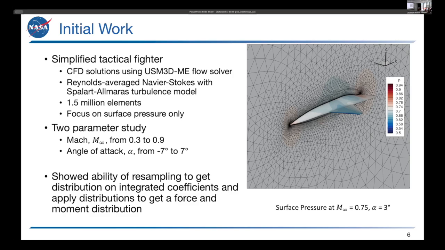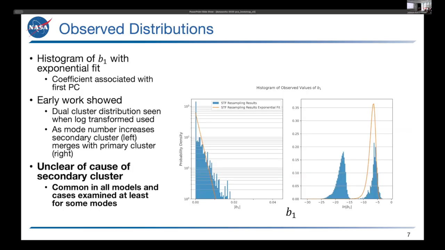And what we showed was the ability to resample to get the distributions on integrated coefficients and then apply those distributions to a force and moment. So we got a bunch of plots that look like this histogram of little b1. On the left, we have the absolute value, and on the right, we have the natural log of the absolute value. This is a coefficient associated with the first principal component. And our work at SciTech showed we do get this kind of dual cluster result when we look at the log transform. Just for a note on nomenclature, I call the rightmost cluster the primary cluster, and the left one the secondary cluster.